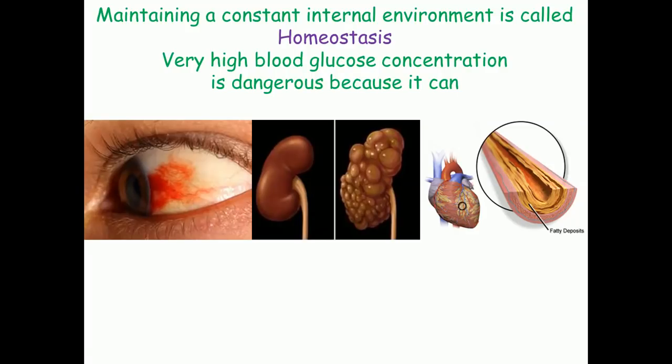And it's really important to maintain the glucose concentration in the blood at a certain level, because a very high blood glucose concentration is dangerous because it can damage organs. So you can see examples of organs that could be damaged there. It tends to be related to blood vessels leading to certain organs such as the eye, the kidney, or even the heart.